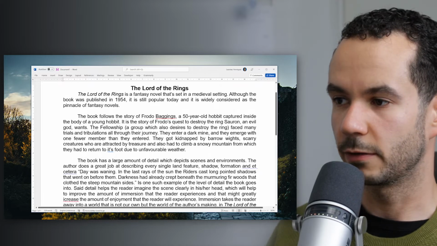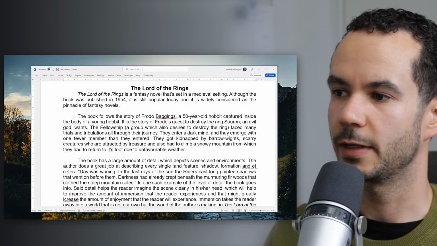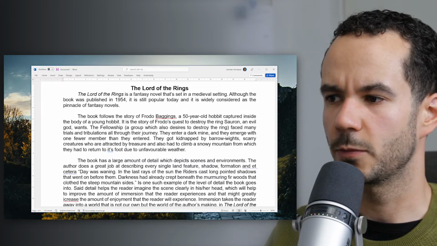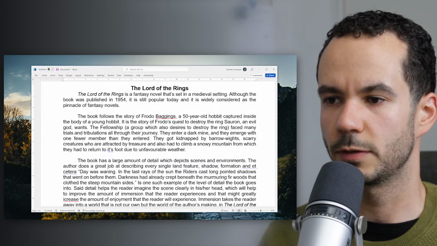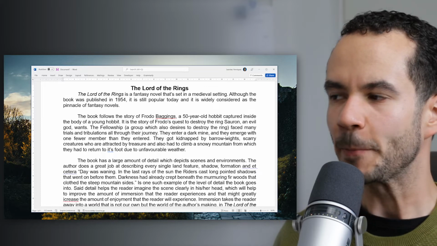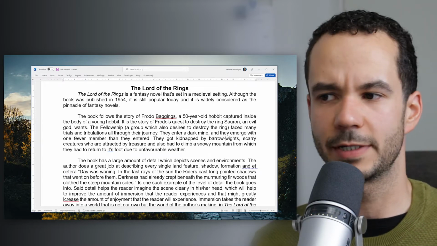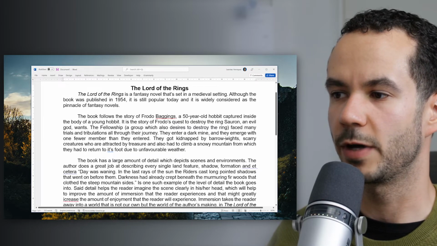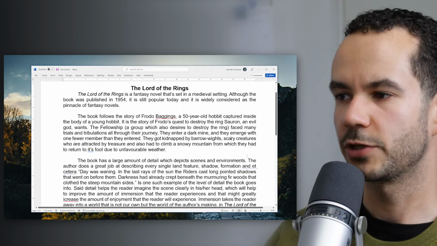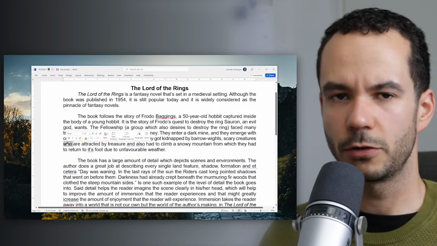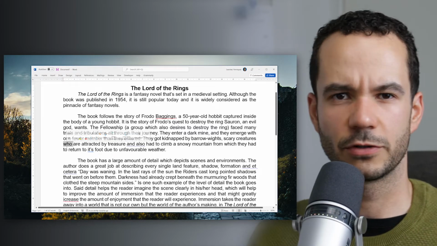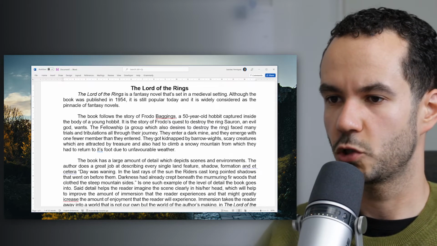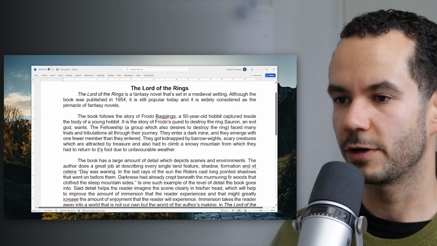They got kidnapped by Barrow-wights, which needs a hyphen, scary creatures who are attracted by treasure, and also had to climb a snowy mountain from which they had to return to its foot due to unfavorable weather. Now, this is a very wordy sentence as well, so I need to change a few things here. Of course, we've added the hyphen to Barrow-wights. We have a typo, so scary creatures. And we don't use who when we talk about things. Creatures are things, and we usually use who when we talk about people. So we need to change that into which are attracted by treasure.